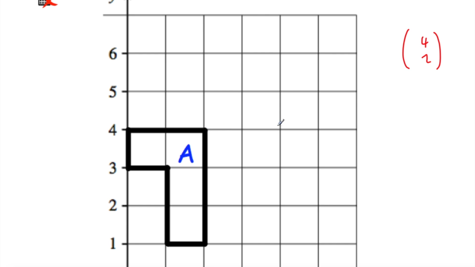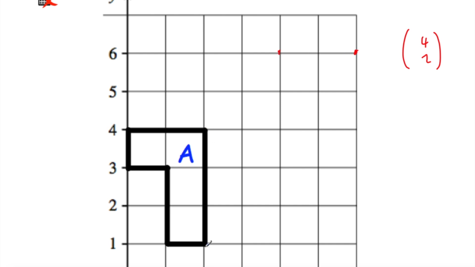So 1, 2, 3, 4, and 2 up, 1, 2. We'll move to there, so this point will move to there. This point, 4 squares to the right and 2 up. So 1, 2, 3, 4, and 2 up, 1, 2. That's good. And what's good is the top of the shape is the same length. It's 2 squares here and here.